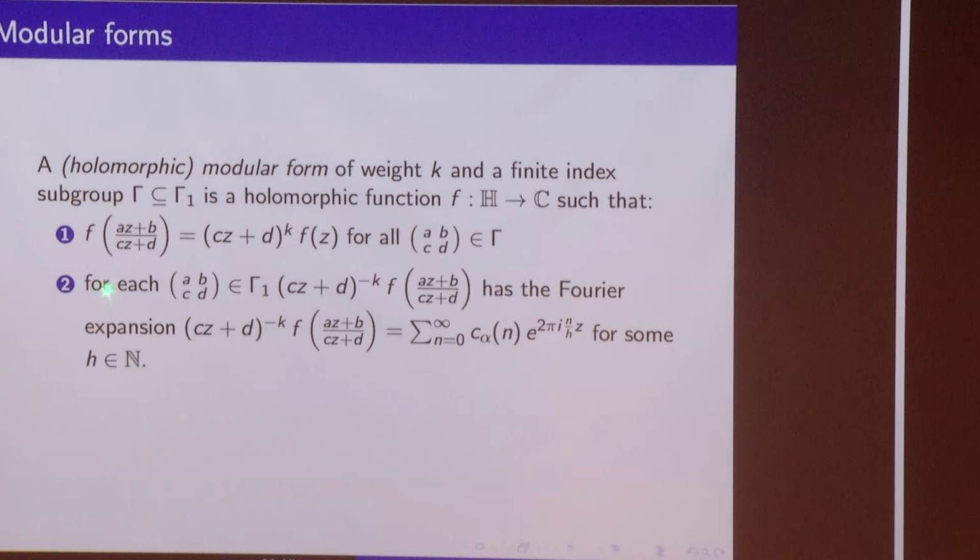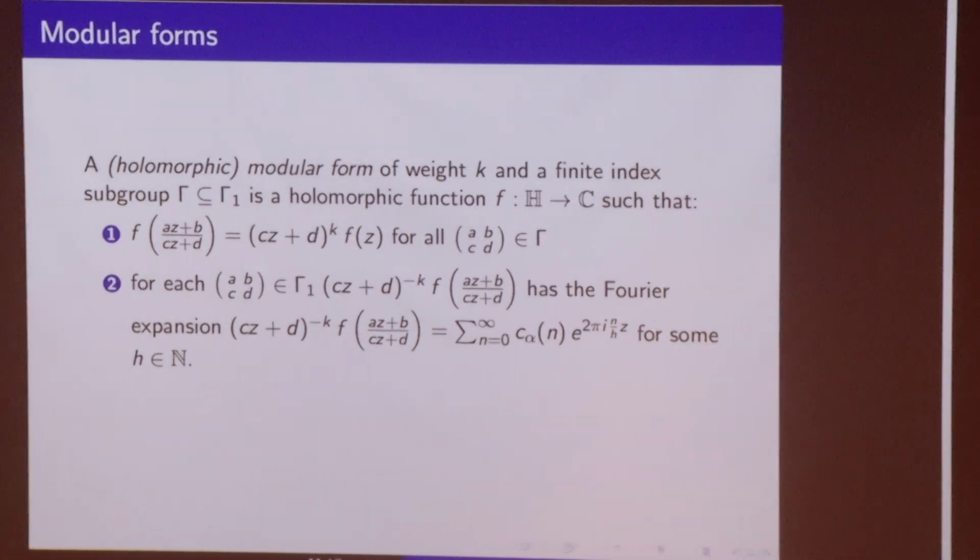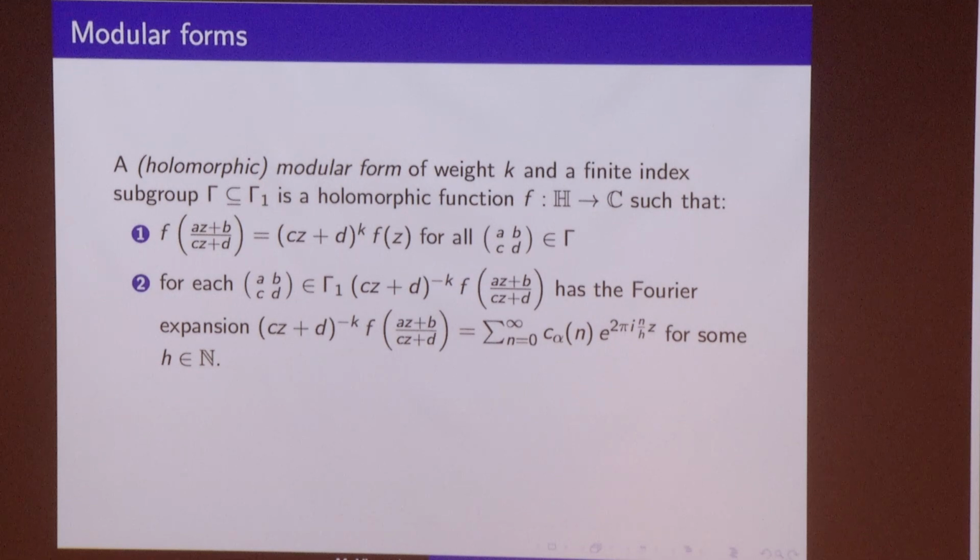The second condition is that we want our function to be holomorphic on the upper half plane itself, and also that it be holomorphic at the cusps. What exactly does this mean? It means that if we take any element from gamma 1 and apply this transformation to our function, we will get some periodic function, and this function will have a Fourier expansion, and we require this Fourier expansion to start at the point 0, so our function is not allowed to have poles at infinity, for example.